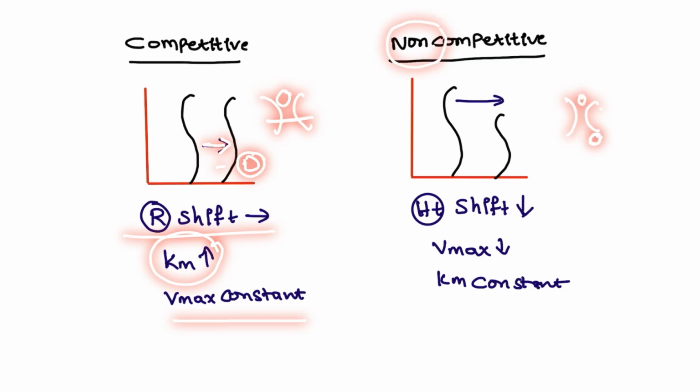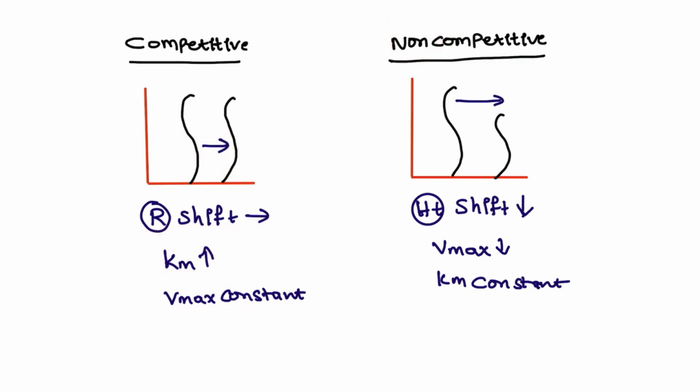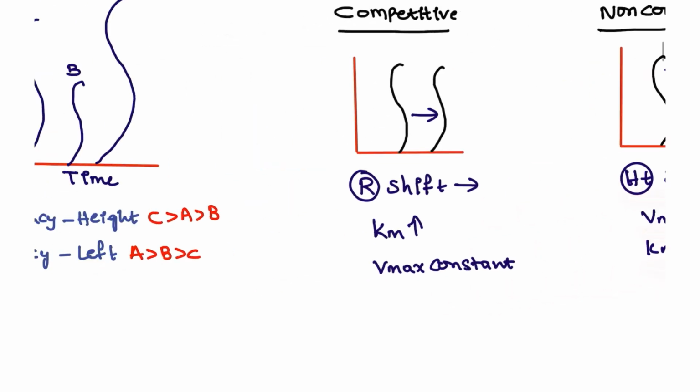So this is the non-competitive inhibition. This will cause the decreased height of the curve. So Vmax will be decreased, and also the Km is going to stay constant.